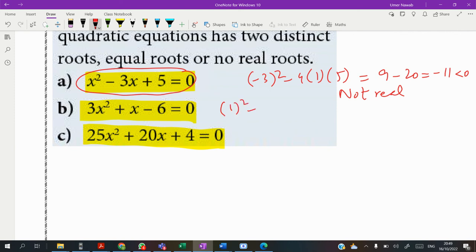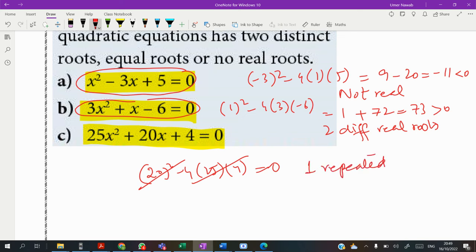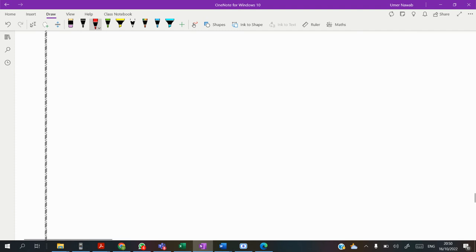Now in this case, 1 squared minus 4a, and this is minus 6, and 1 plus 12 times 6 is 72, so 73. It is greater than 0, so you are going to get two different real roots. And if we come to the third question, 20 squared minus 4 times 25 times 4. I think both of them will be cancelled and you get the 0 answer. When you get the discriminant 0, it means you are going to get one repeated or one equal real root. Okay, so this is the situation.